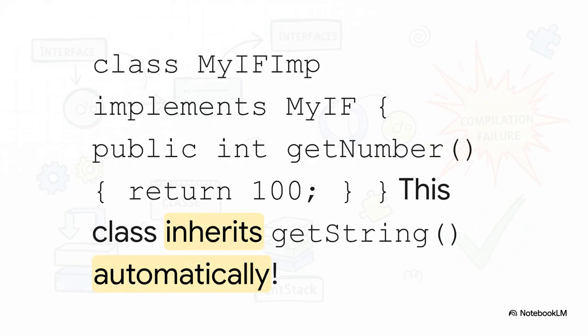Our implementing class, MyIfImp, only needs to provide the code for getNumber. The getString method, it gets that automatically, for free. It's just inherited. It doesn't have to write a single line of code for it, but it can still call it and get that default behavior. And that is what makes the new method truly optional for all your existing code.